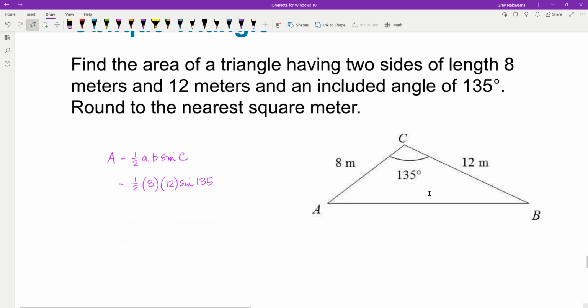But really what I'm remembering, I'm looking at this picture. And if I have two sides and the angle in between them, the area is 1/2 this times the sine of that. Put that in your calculator. You get 33.94. Rounded to the nearest square meter is 34 square meters. All right, last problem.